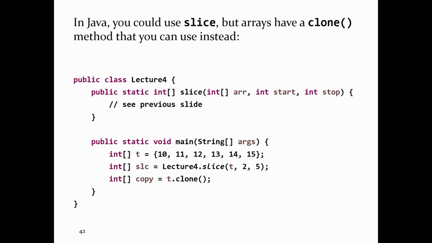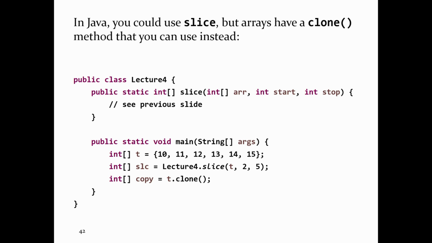In Java, you could also use slice again to copy the array. Now, if you wanted to slice the entire array, you would use 0 and t.length. However, there's also a clone method. There's a clone method in Java that every array knows how to perform. So t.clone will successfully make a copy of a one-dimensional Java array.